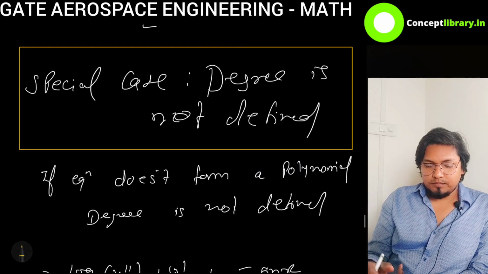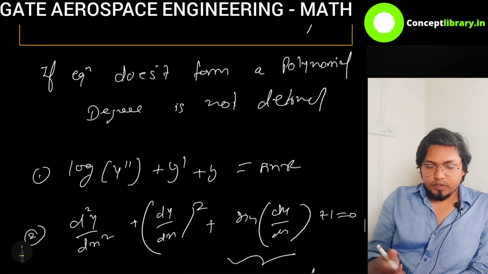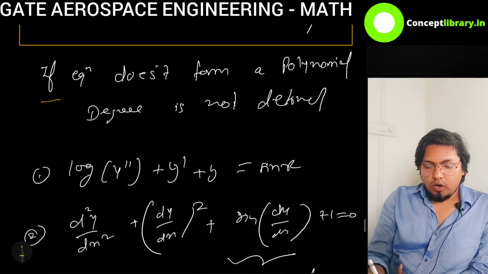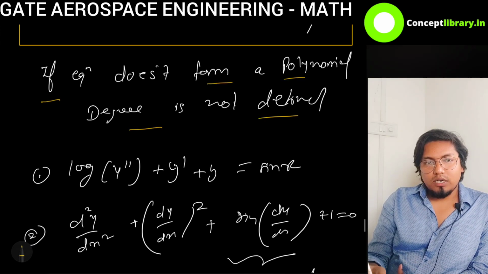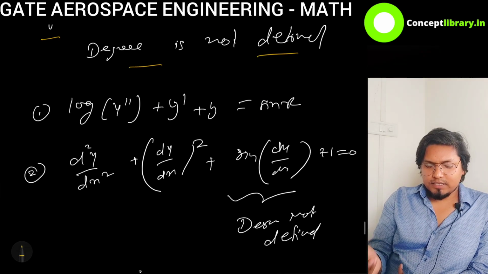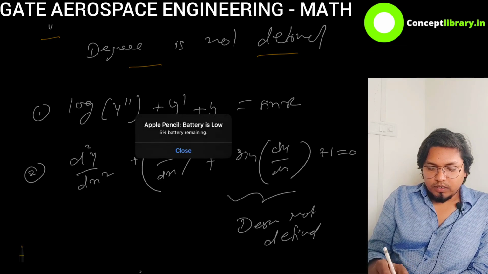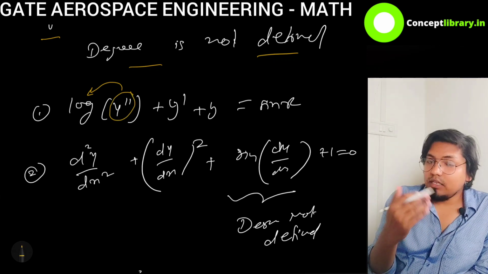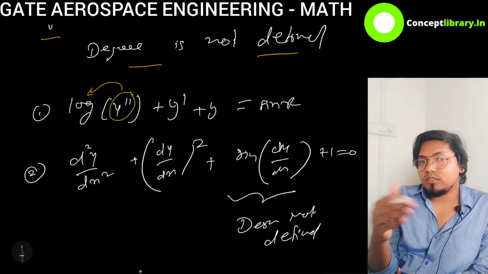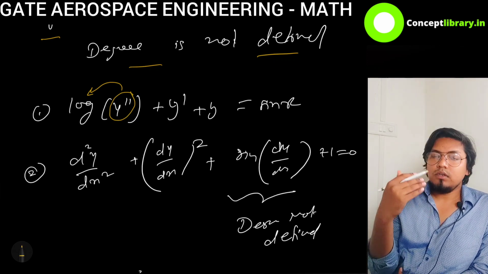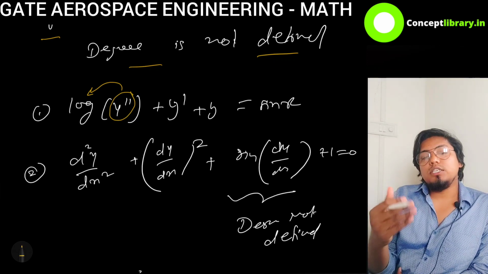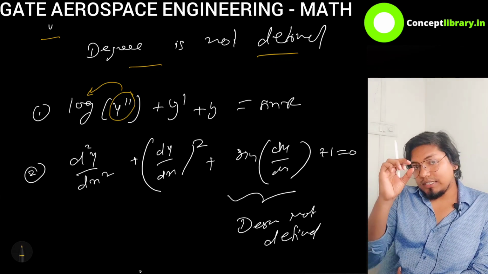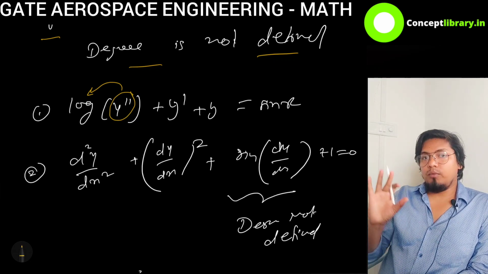So a special case when degree is not defined. If the equation does not form a polynomial, then degree is not defined. Best example, I have taken some good examples. You see, when log comes here, like when this derivative goes inside any function like log, sine, e power something, then it becomes such an equation where degree is not defined. Because degree is defined only if we have a polynomial.